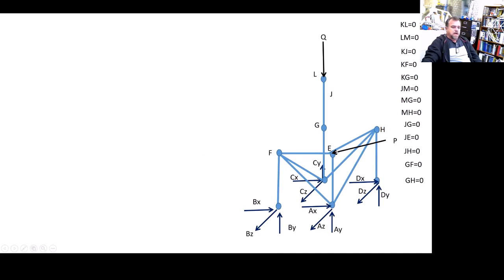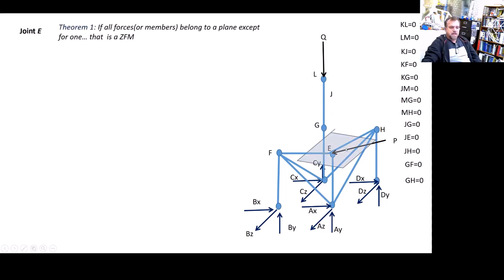What else? Now, remember this force I told you is in the same plane, so I can go on the joint E and put a plane over there. These, and that are in the same plane. This is sticking out of the plane, meaning AE or EA is a zero force member. Eliminate it from there.